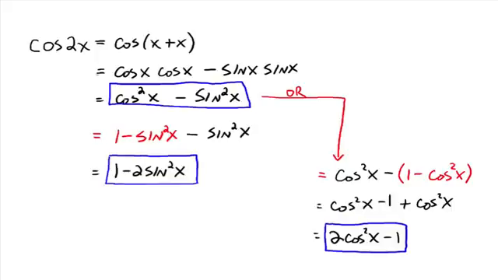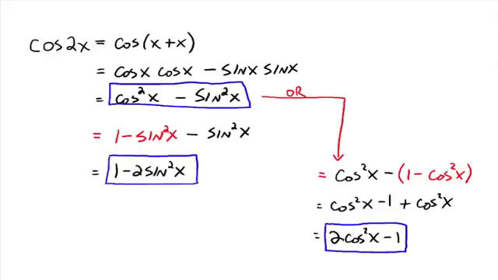So cosine of 2x can be written in one of three ways. It doesn't really matter which identity you want to use. If you want to use the first one, then you need to know both the cosine of the angle and the sine of the angle. If you want to use the second one, then you need to just know the sine of the angle. Or if you just want to use the third one, then you need to know just the cosine of the angle. Any of those things will let you know what the cosine of twice the angle would be.